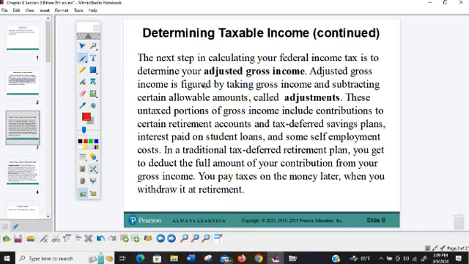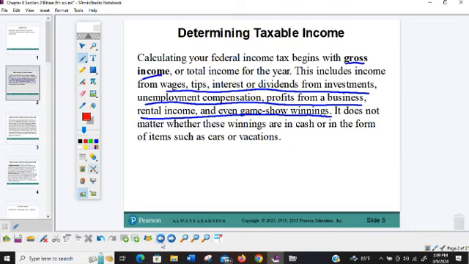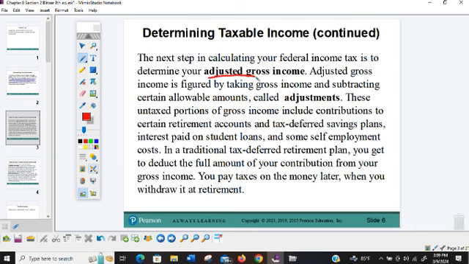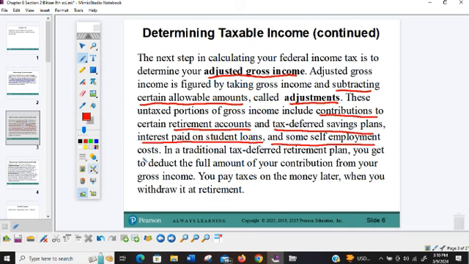Now the next step. So we know what our gross income was. Now we get to determine our adjusted gross income. Adjusted gross income is figured by subtracting allowable amounts. These are called adjustments. These are untaxed portions of the gross income, and here's what they include. Contributions to retirement accounts, tax-deferred saving plans, interest paid on student loans, and some self-employment costs. Those are a little tricky, but you can claim some of them.